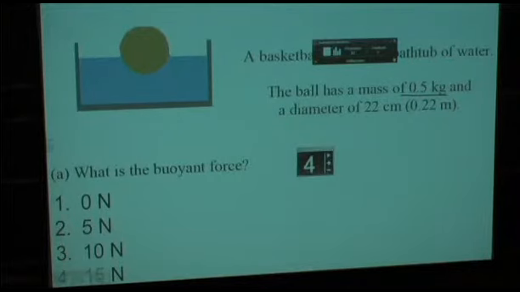So you have to calculate the magnitude of the buoyant force. I promised you 7.5. Yeah, okay. Close enough.